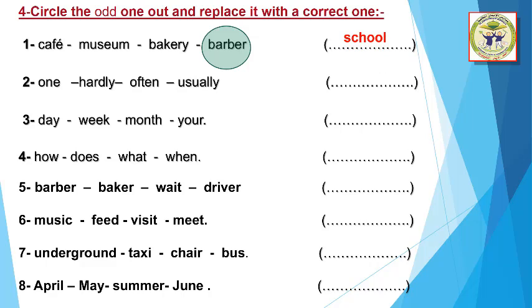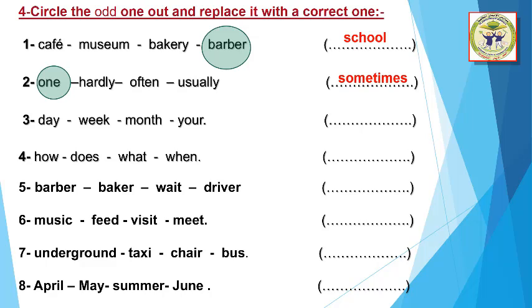Number 2, one, hardly, often, usually. The odd one here is one, because one is a number, but the other words are adverbs, so you write or replace it with any adverb like sometimes.